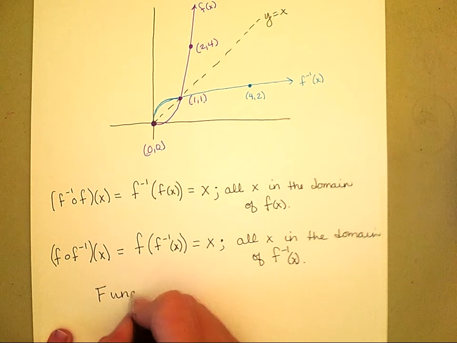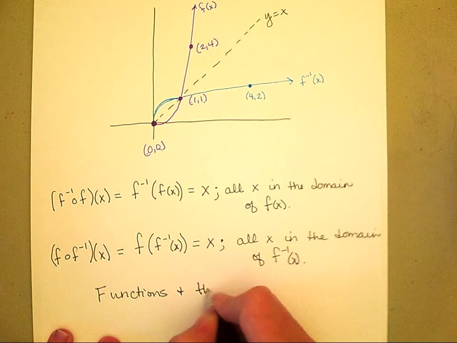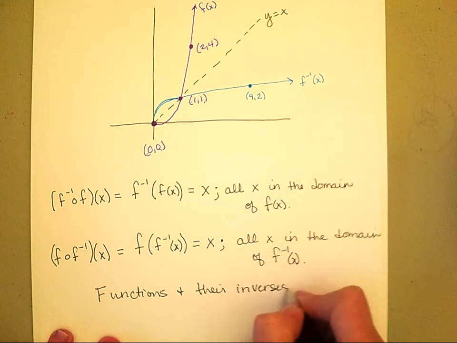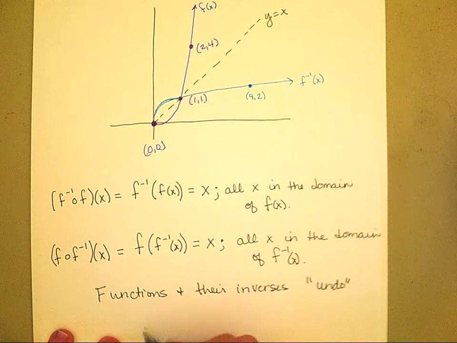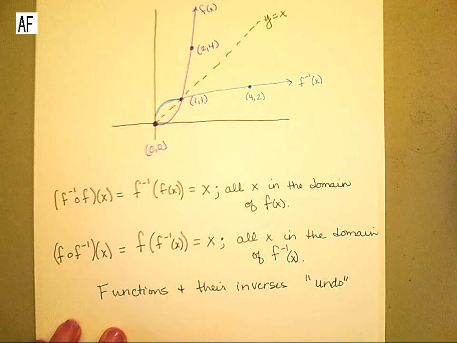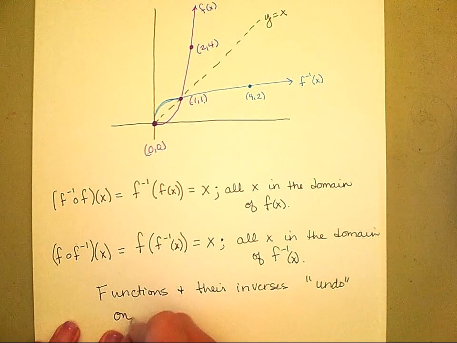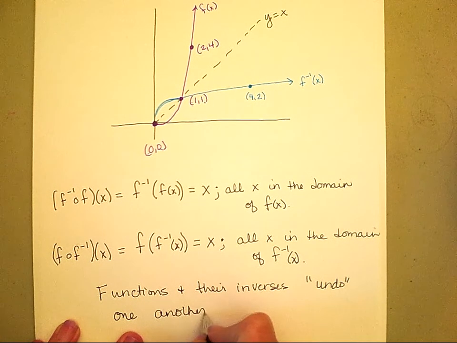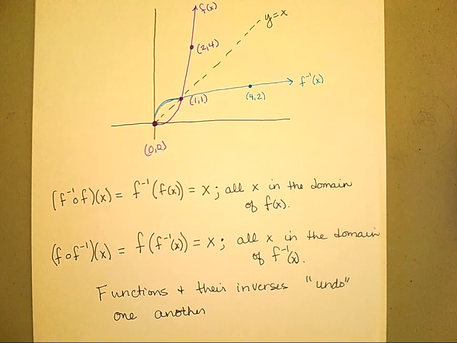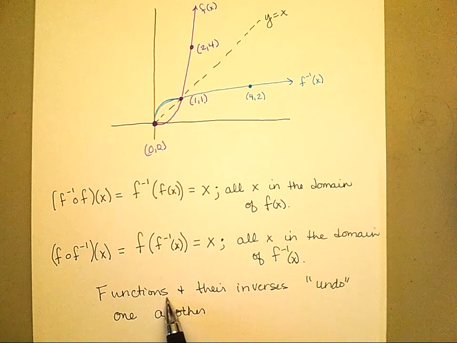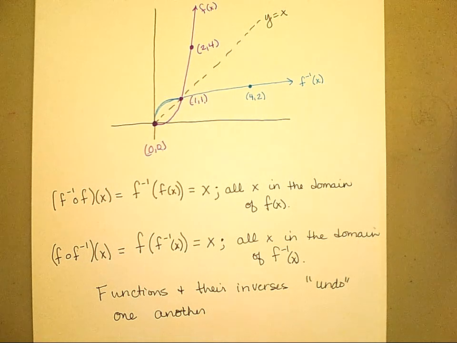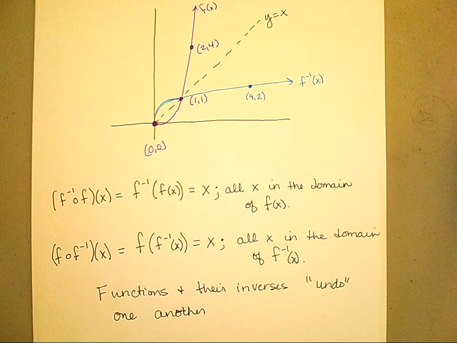That is what we're saying, that functions and their inverses undo one another. This is going to be true for trig functions as well, but we do have some restrictions. I'm just going to keep mentioning that there are restrictions, and once I build this up, I think that you will see why.